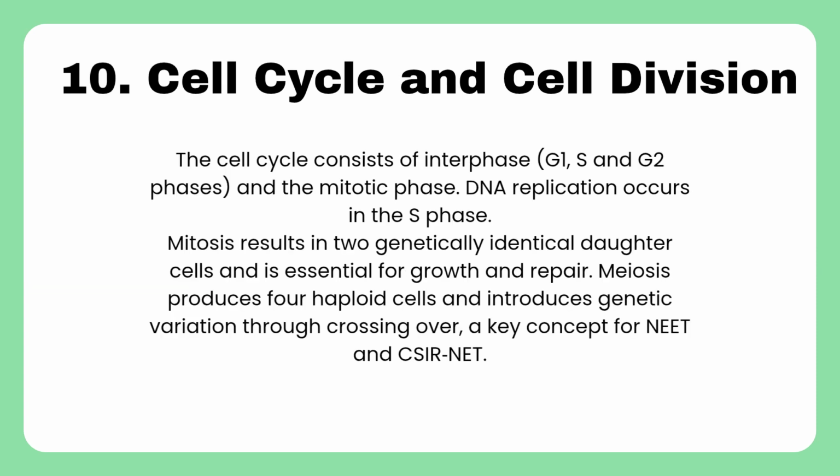Cell cycle and cell division. The cell cycle consists of interphase and the meiotic phase. Interphase includes G1, S, and G2 phases, with DNA replication occurring in the S phase. Mitosis produces two identical daughter cells, while meiosis produces 4 haploid cells and introduces genetic variation through crossing over.